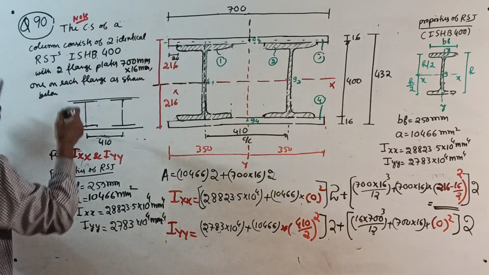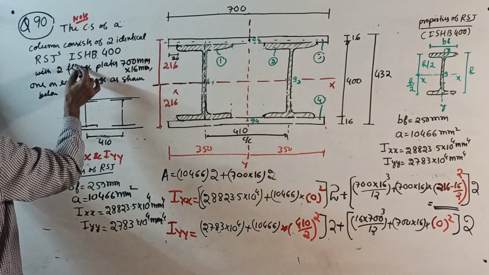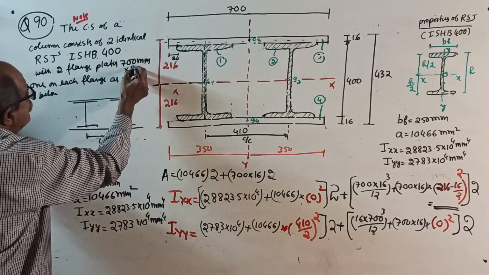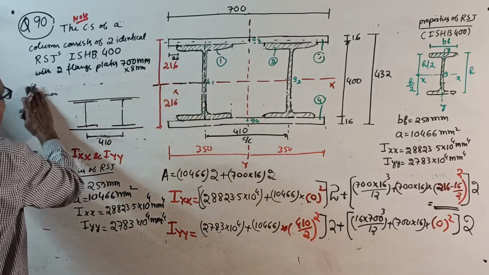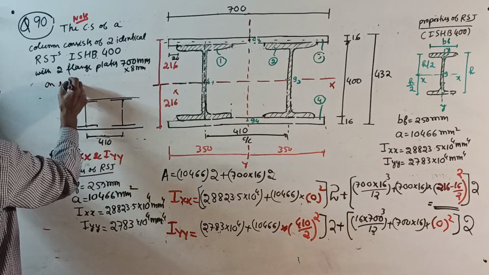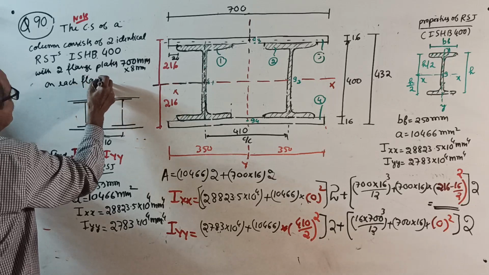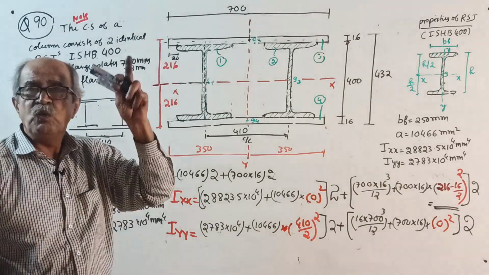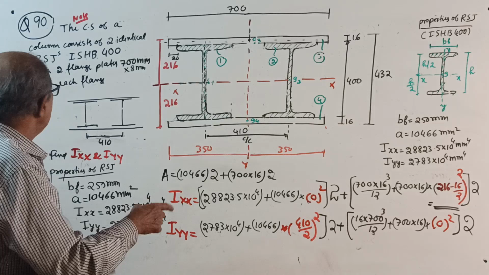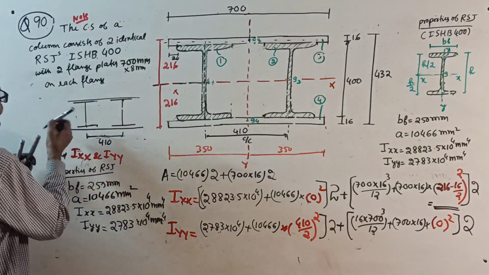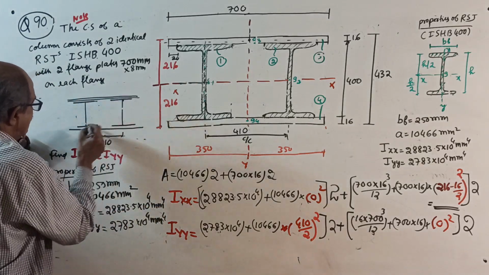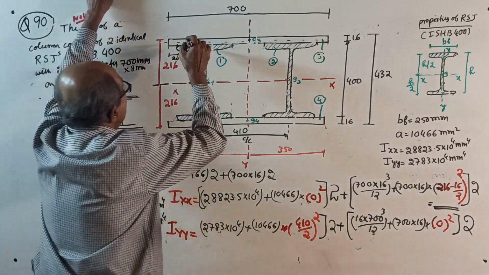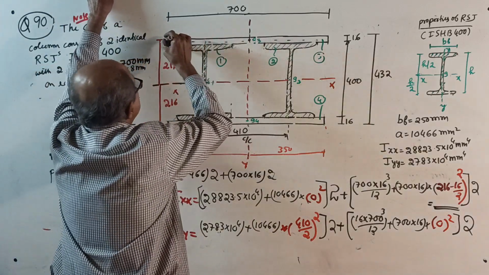By chance, if the question given is 2 RSJs and 2 flange plates 700 by 8 mm, then on each flange, that means last time 2 plates of 700 by 16, 1 on each flange. This time on each flange means, see, 1 plate here, 1 more plate here. Then the question is same because in that case, see, there are 2 plates here, 700 by 16.